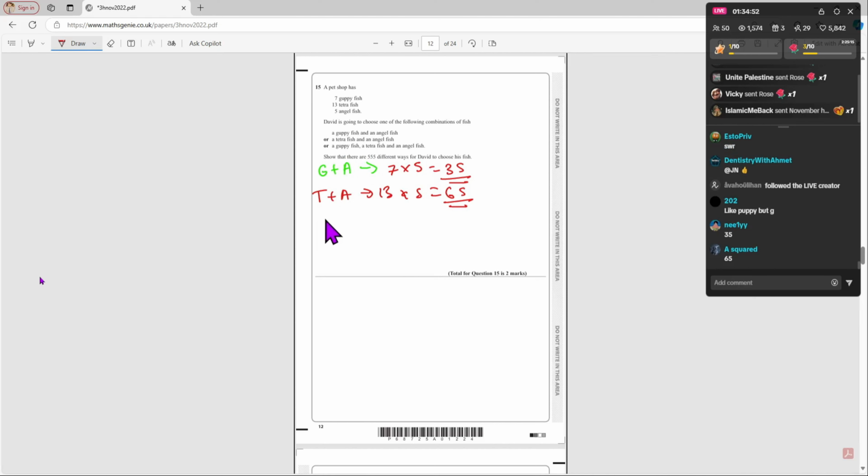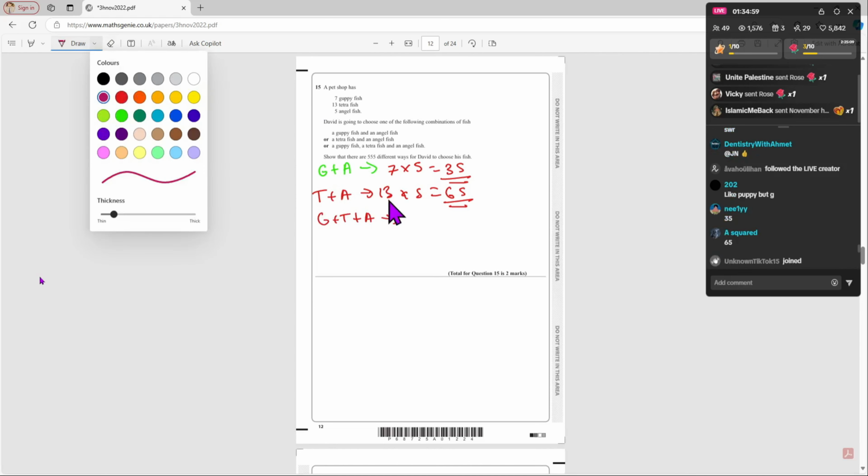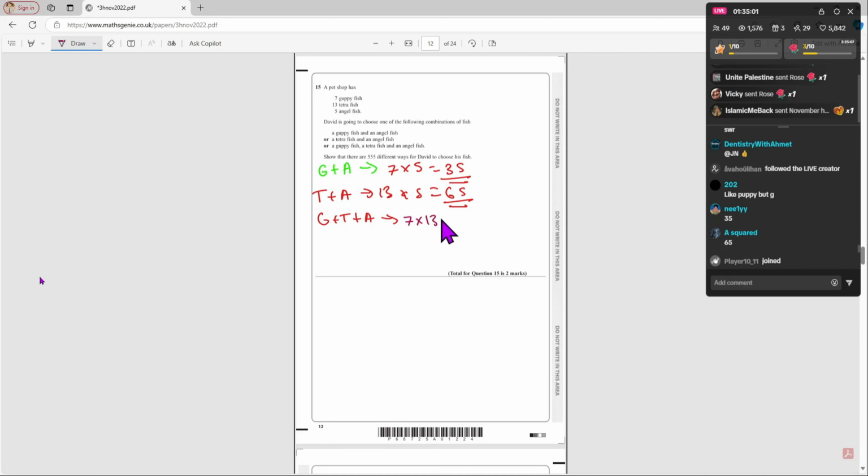And then once you have done that, do the same thing with the guppy, tetra, and angel. Then it's going to be G plus T plus A. Multiply them together, so it's going to be 7 times 13 times 5. Remember, you have a calculator, it's going to be 455 combinations in total.